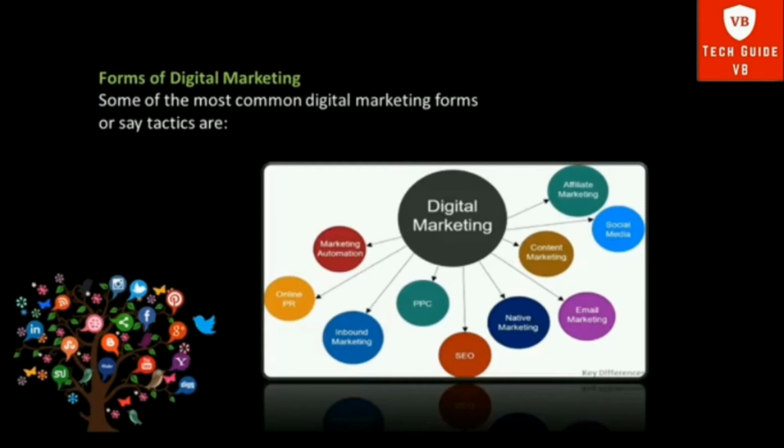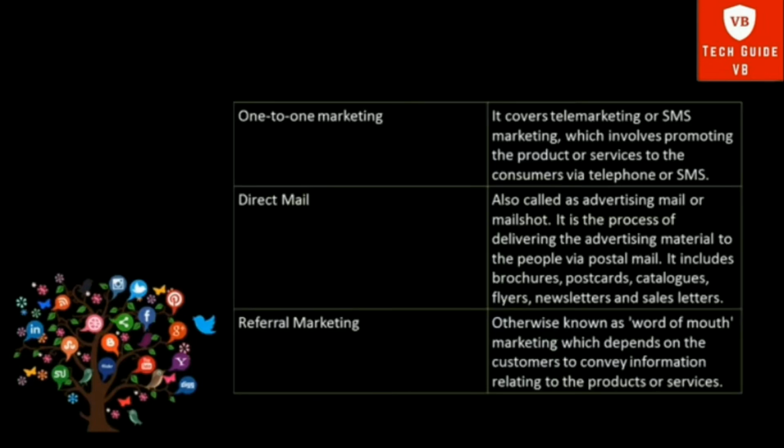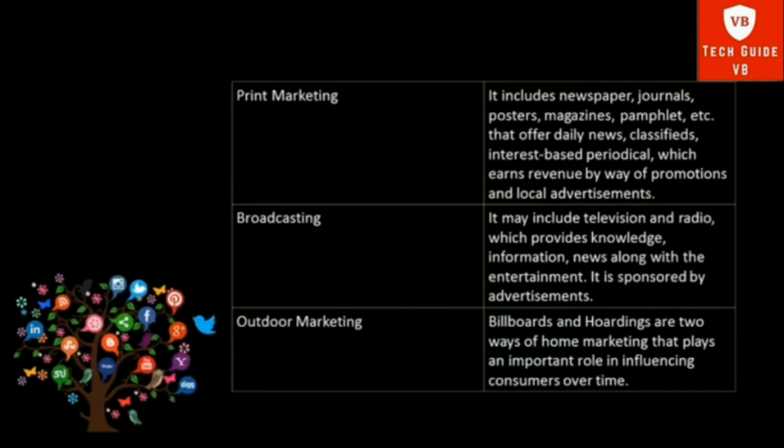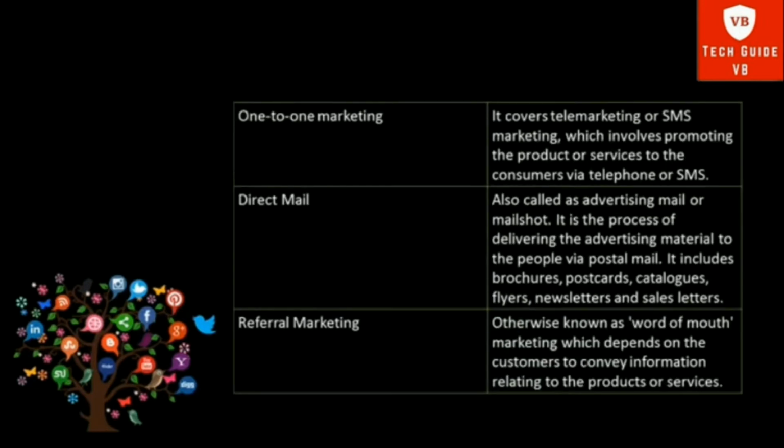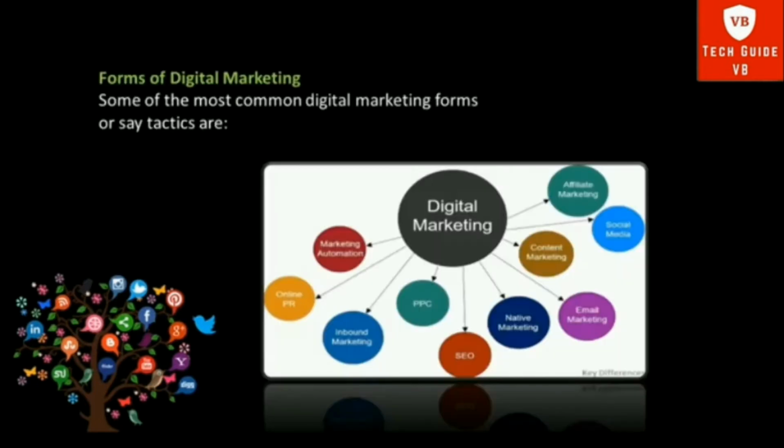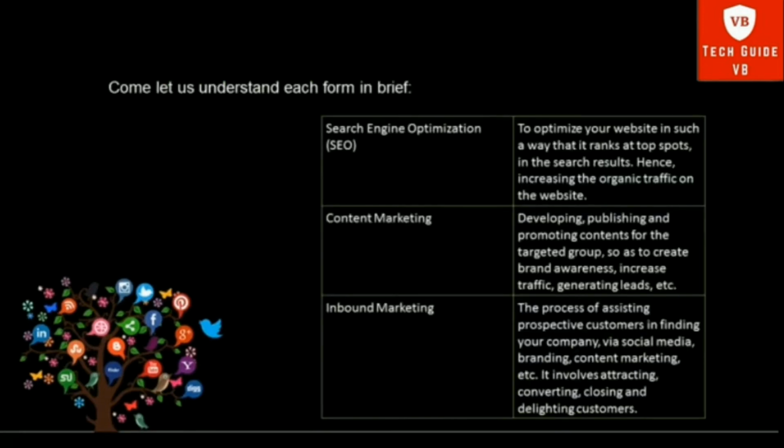Next, forms of digital marketing. Some of the most common digital marketing forms or sales tactics are: first is affiliate marketing, second social media, content writing, content marketing, email marketing, native marketing, SEO, PPC, inbound marketing, online PR, marketing automation. First, let us understand each of them in brief.